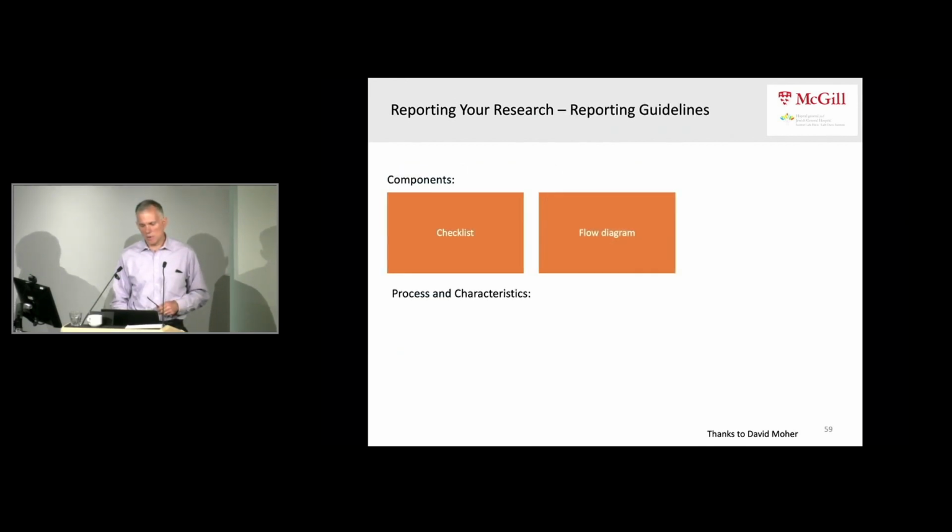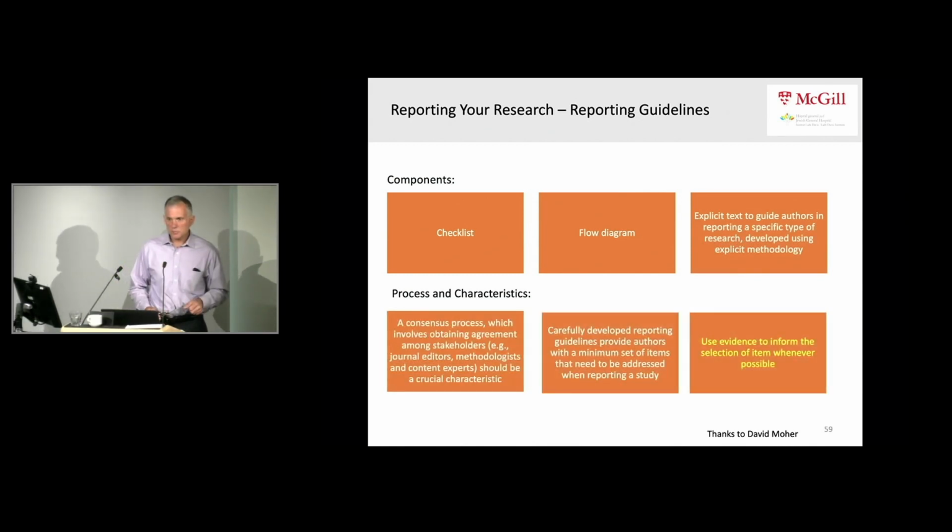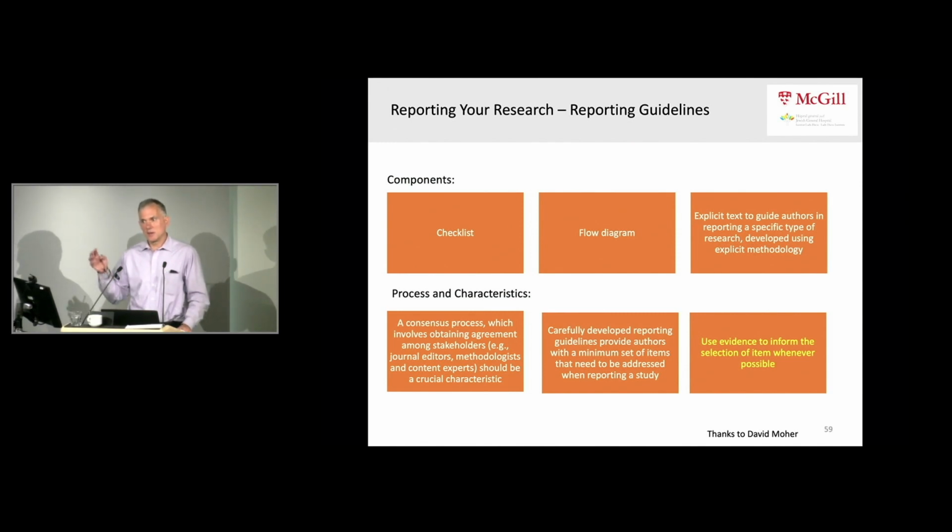Okay, so what are reporting guidelines? They basically have three components. There's a checklist. There's a flow chart of what happened, how people, or in a systematic review, how studies got into your study. And the last one's really important too. There's an explanation and elaboration that's going to describe all these things. And I'll talk about that. Those are three parts.